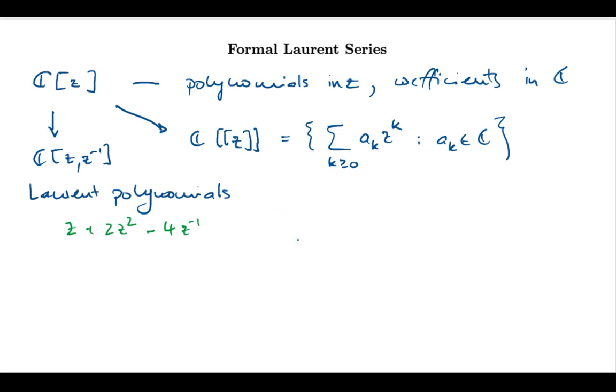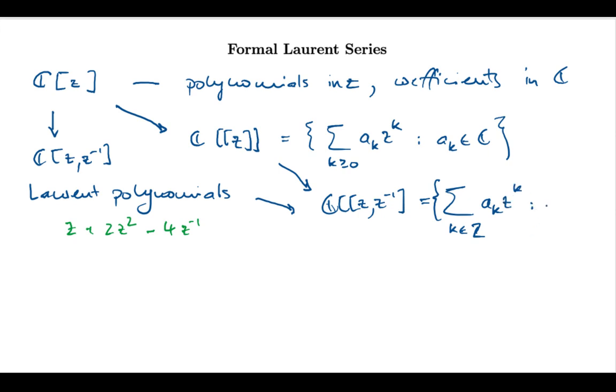Okay, and so now the common generalizations of Laurent polynomials and these formal power series are formal Laurent series. So I can think of them as formal power series in the variable z and z inverse. And so we will write a formal Laurent series. It looks just like a power series, but I'm now allowing indices that are both positive and negative.